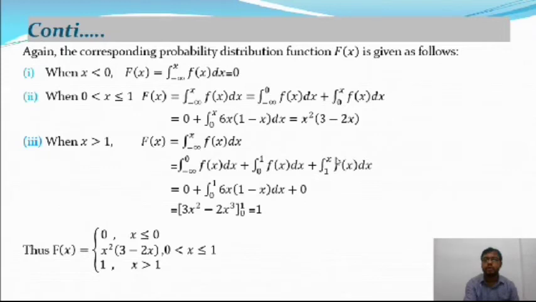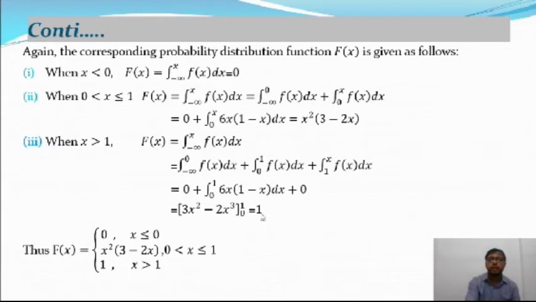In the interval 1 to x, that means when x is greater than 1, the probability density function is equal to 0. So this interval is divided into three parts, and from this we get only the second integration, that means 0 to 1 of 6x into 1 minus x into dx. After simplifying this integration, it gives 3x square minus 2x to the power 3, where the upper limit is 1 and the lower limit is 0. From this we get the value 1.